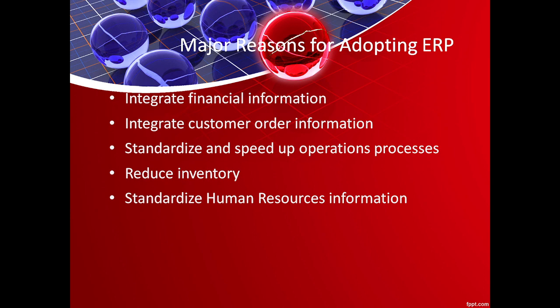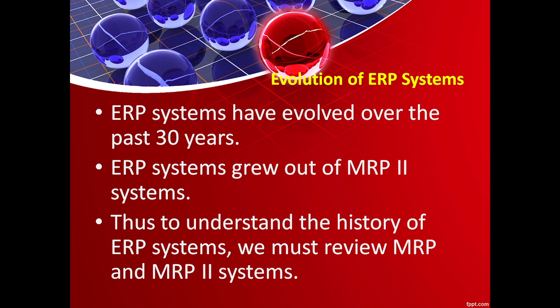So the major reason why people adopt this particular integrated system software is because it integrates financial information, it integrates customer order information, it standardizes and speeds up operations processes, and it reduces the inventory evils, like you don't have to maintain the buffer stock, or you will be in a position to have proper forecasting from the market. So your JIT concept, that is just in time concept, will be articulated in a very nice way. Standardized human resource information.